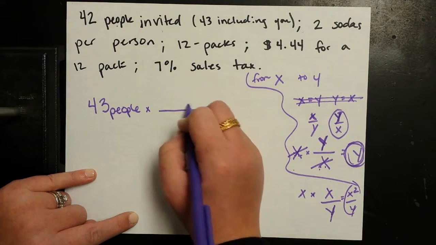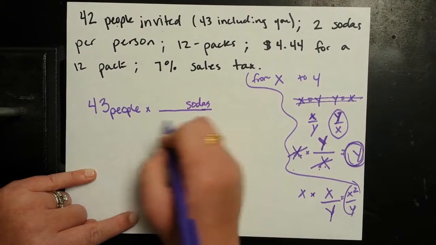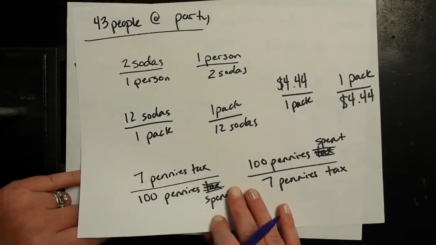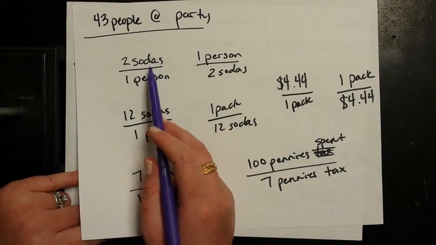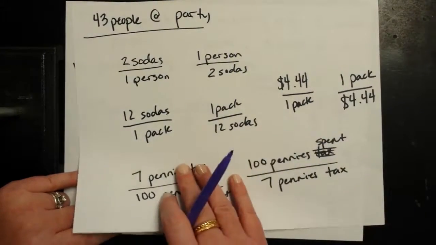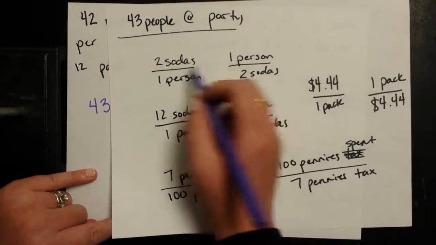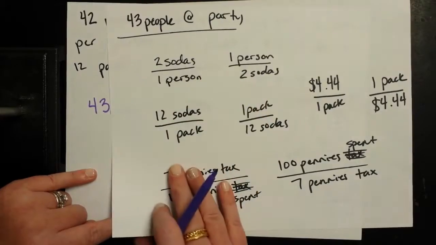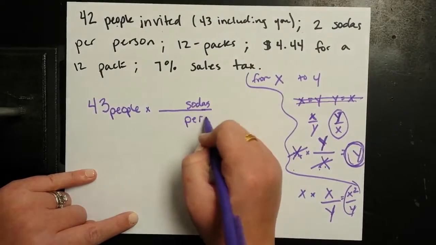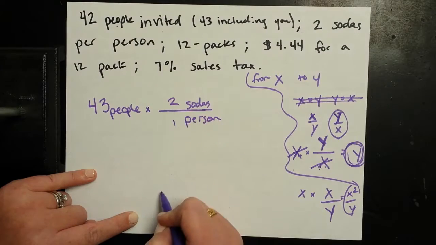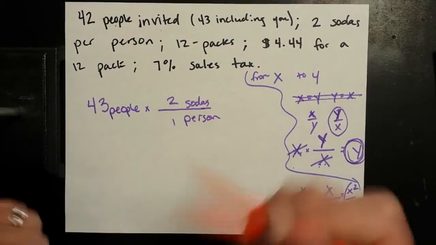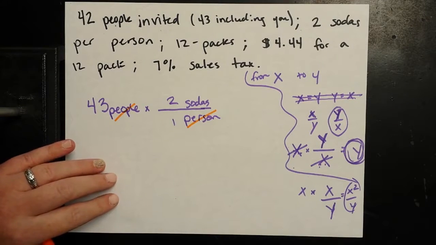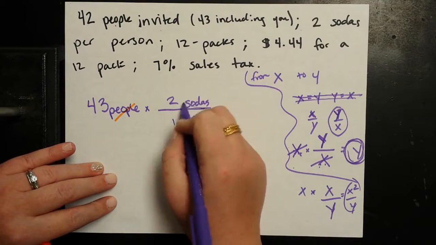So I want my desired unit on top, so sodas, and I want people on the bottom, or person. This is where plurals are a little bit strange, but it wouldn't really change that. Here I know I've got 2 sodas per person, or 1 person for 2 sodas. I need to make sure that I have sodas on top, so I would use this conversion factor. It's the same exact conversion factor as that, it's just this gets me out of my units and it will do the right math for me. So I know that there are 2 sodas for every 1 person. People and person, that's just plural and singular for the same unit. Those cancel and I'm left with just sodas as my unit.